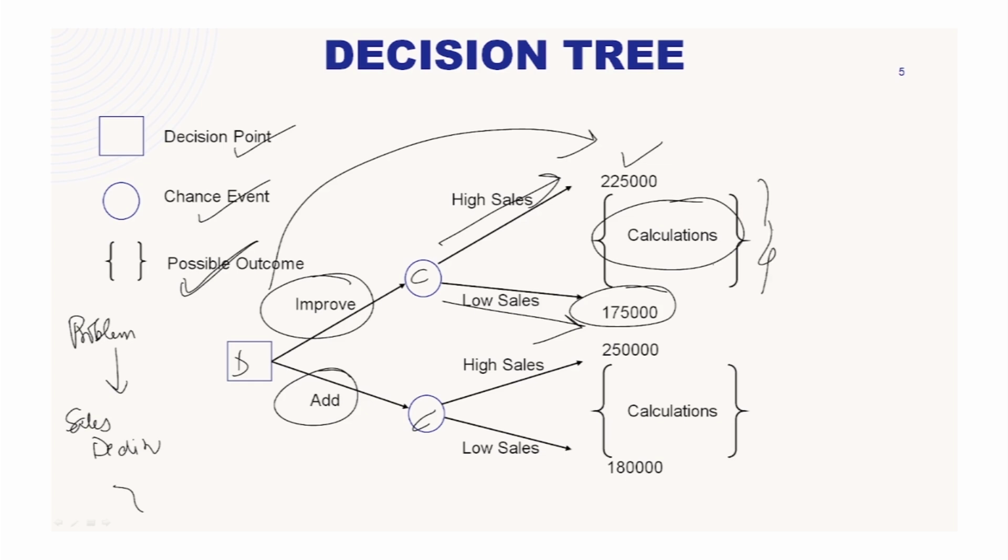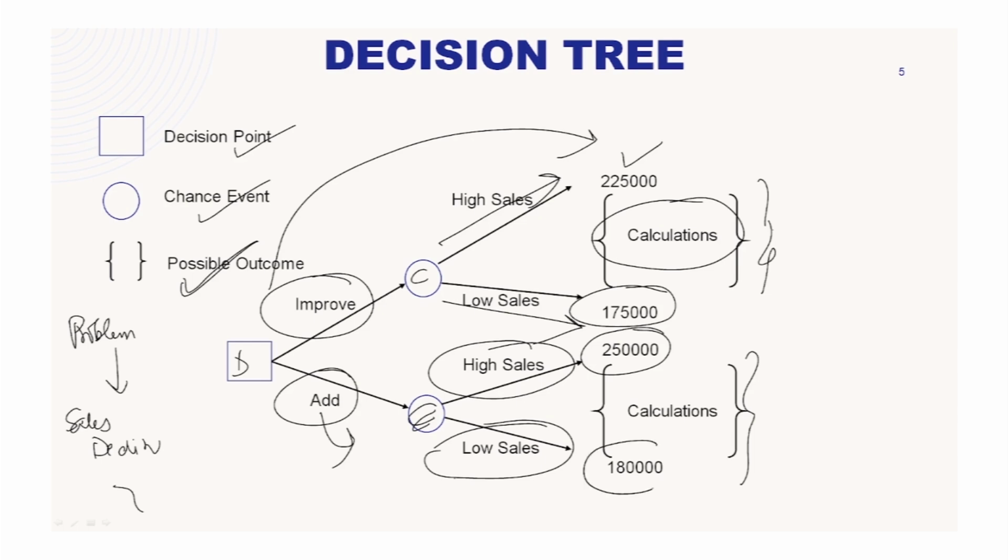Again, when you are adding a new product in the market, you are taking the decision of adding a new product, so chance of event could be high sales and the low sales. Based on the calculation part, you have observed the high sales could be 2,50,000 and the lower is 1,80,000. So what is the optimum decision that the manager will be taking here?